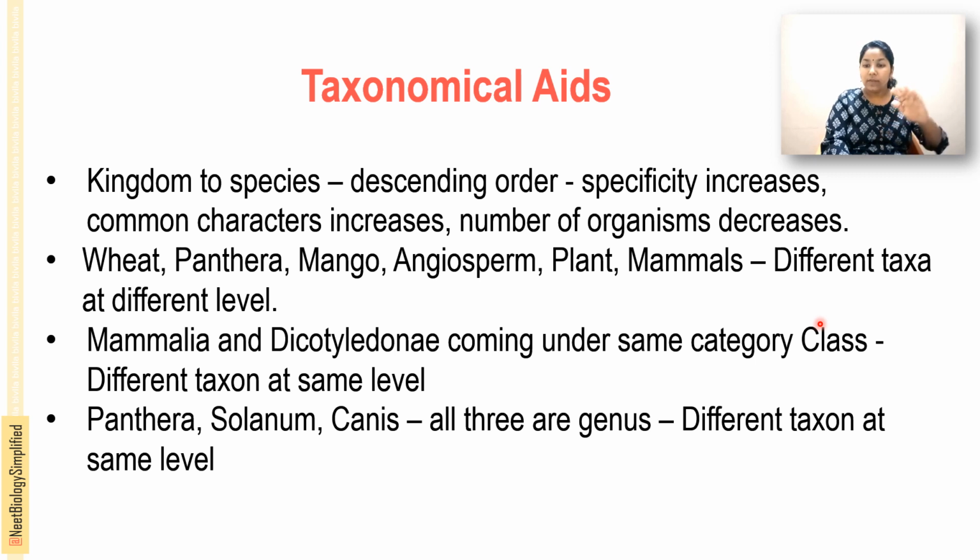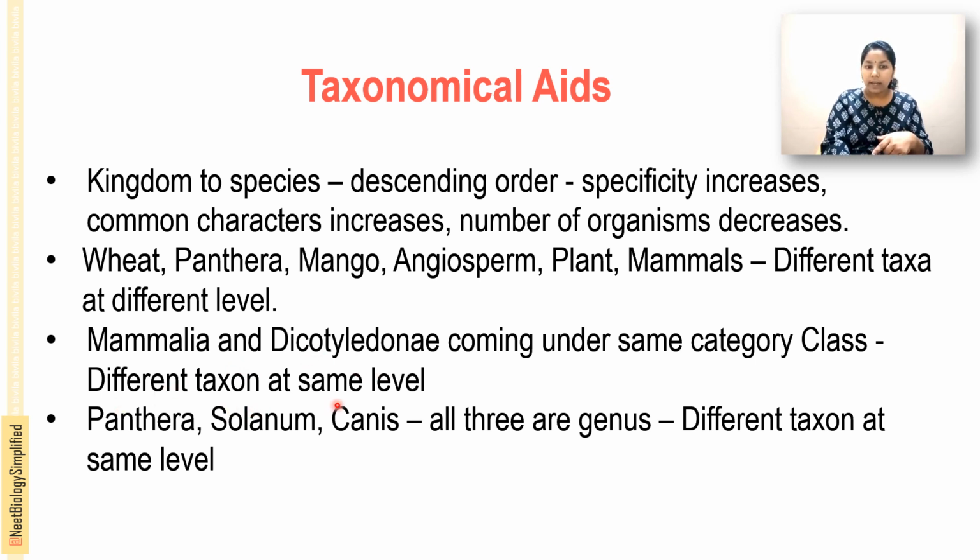Then Mammalia and Dicotyledonae are coming under the same category, class. Even though their taxons are different, Mammalia and Dicotyledonae both come under the category class. Their category is similar. That means different taxon, but the same level. That means different taxon at the same level.